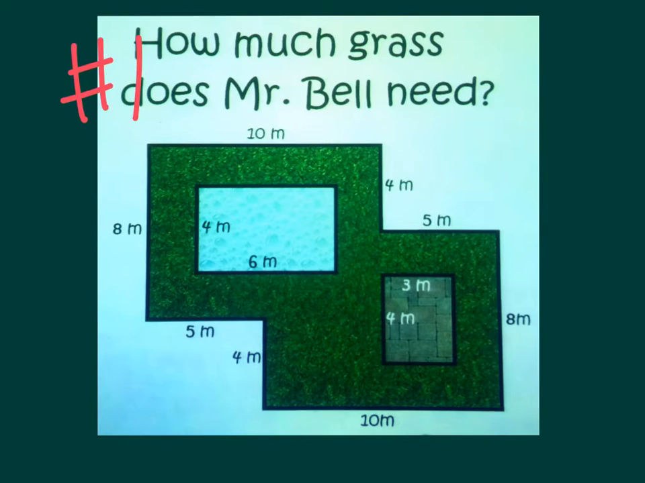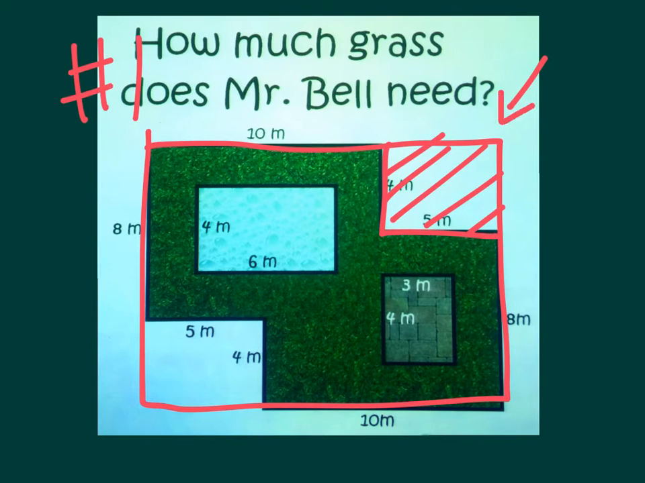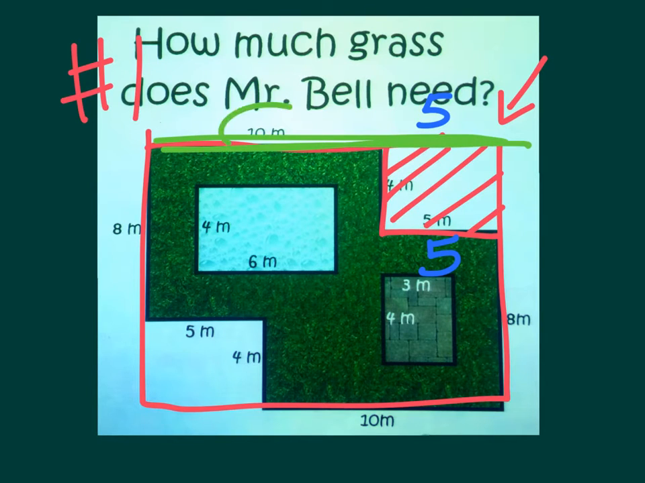Okay, step number one. Let's find the area of the whole backyard. The whole backyard looks like this, of course, minus these sections right here. Well, this is a rectangle that we're looking at right here, and rectangles have a very interesting property: the opposite sides are always equal. So it's 5 here, it's going to be 5 here. So the length of this entire side along here is going to be 10 plus 5, which gives me a total of 15.